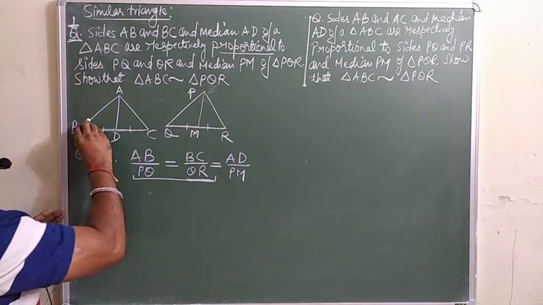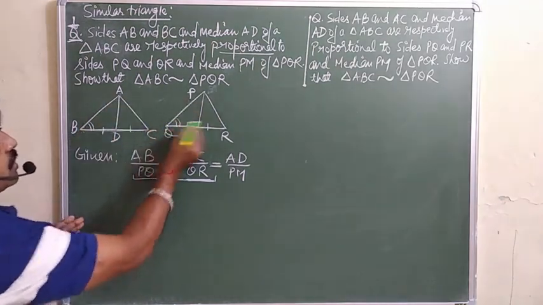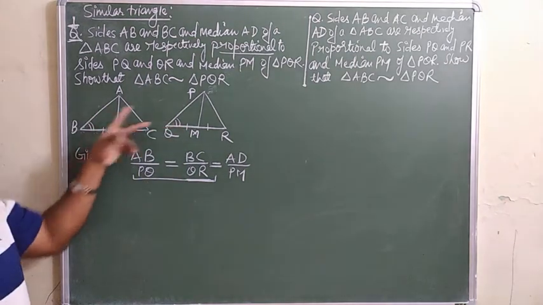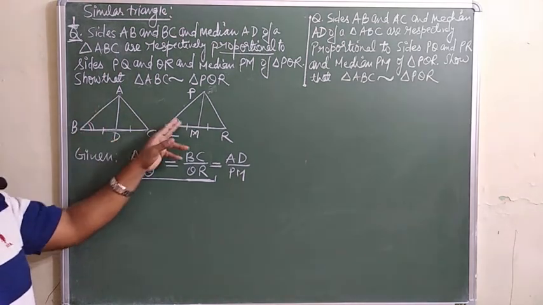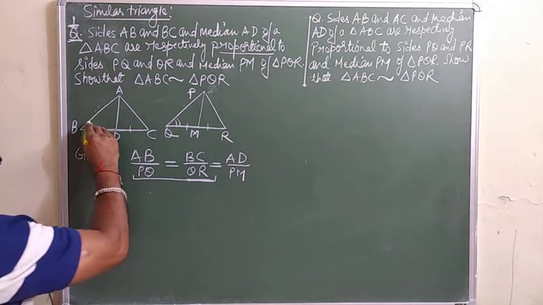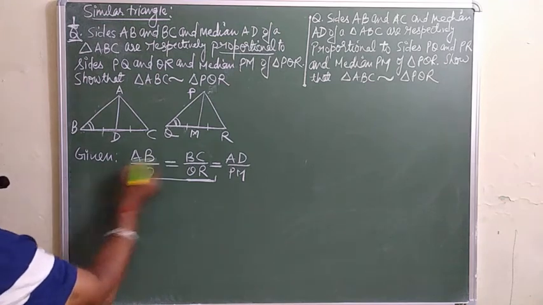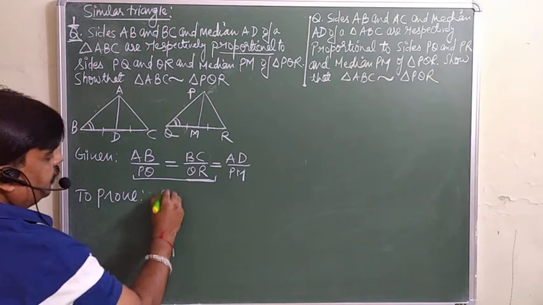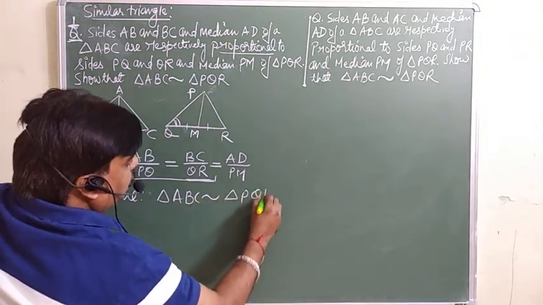Anyhow, if we prove that angle B is equal to angle Q, after that you can declare both the triangles are similar. This is one of the properties: if two corresponding sides are in proportion and the included angle is equal, then you can declare both the triangles are similar. So we will try to prove here that angle B is equal to angle Q. So this is the given and we want to prove triangle ABC similar to triangle PQR.